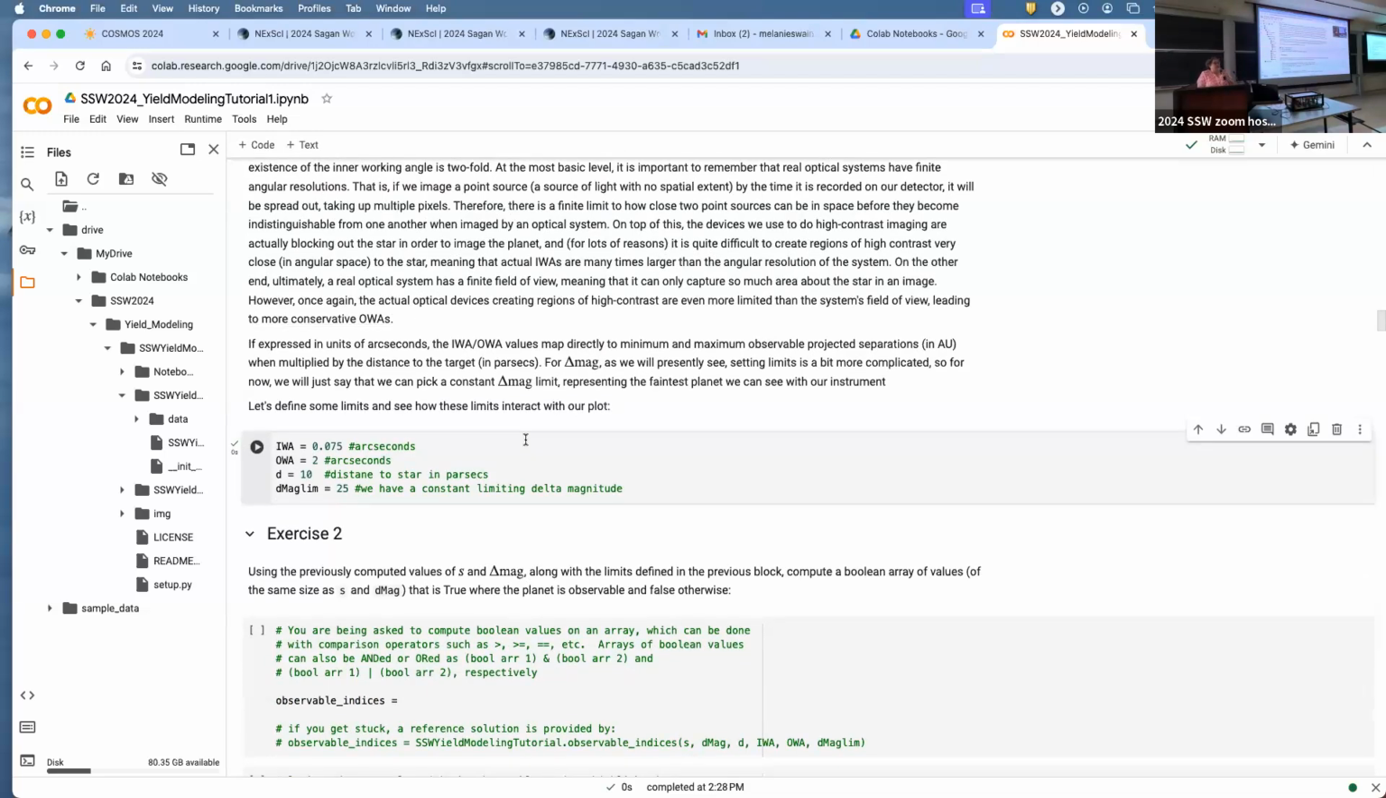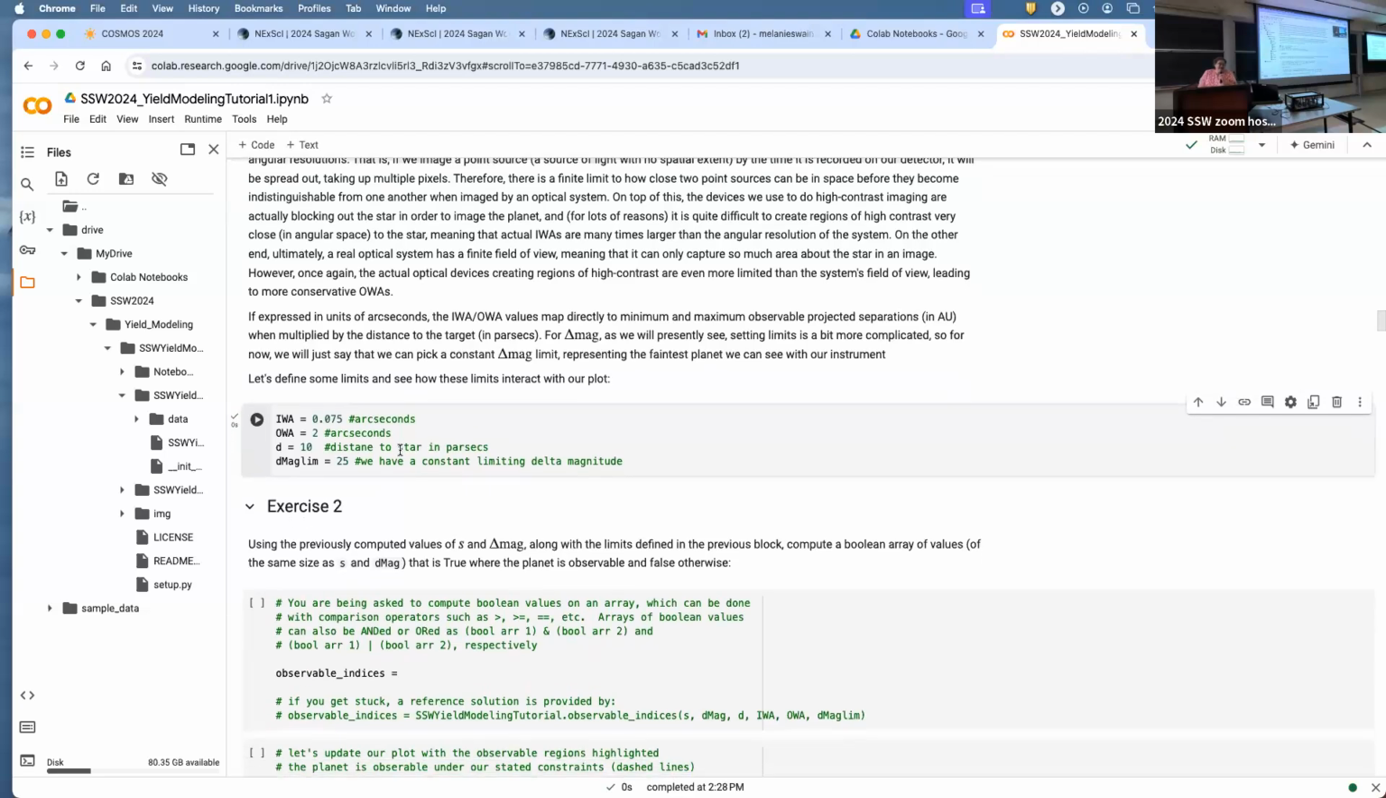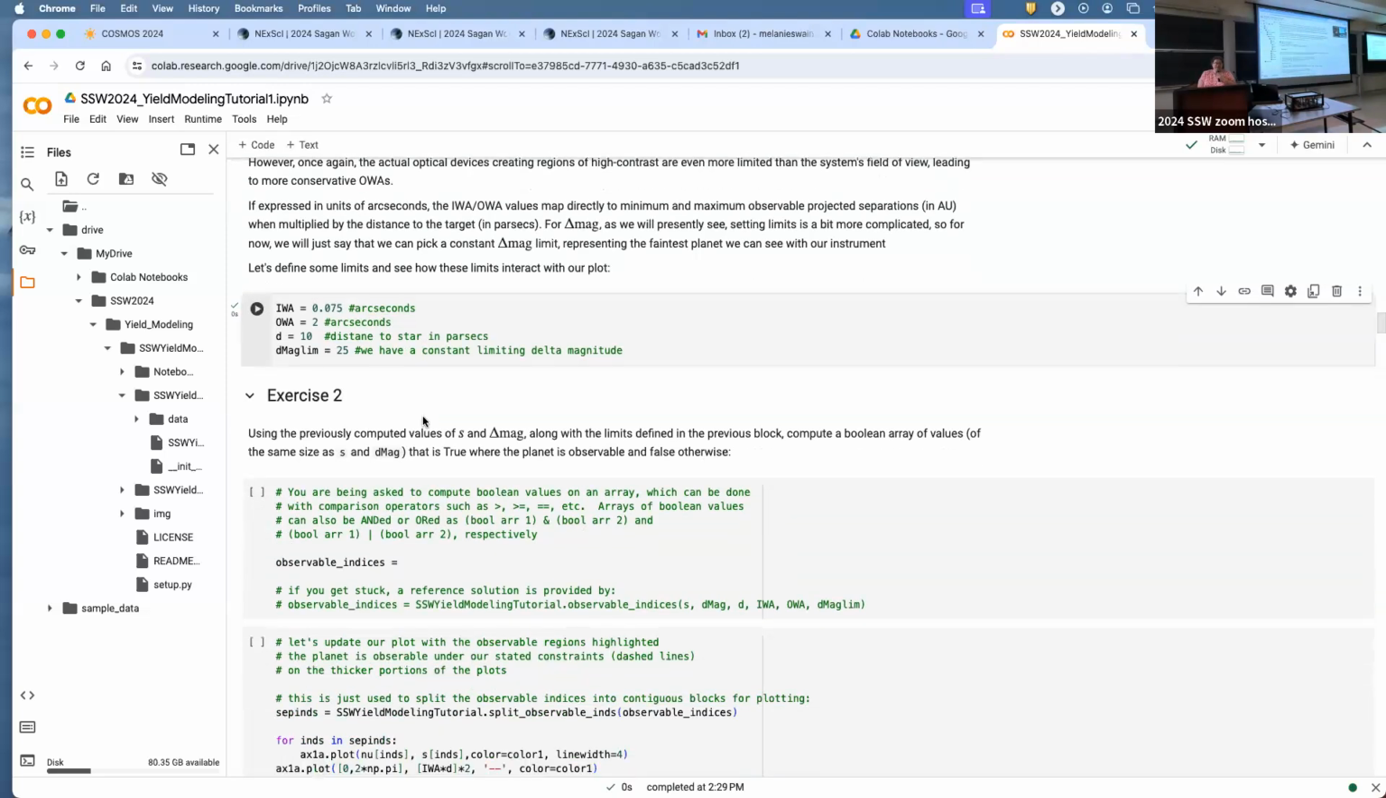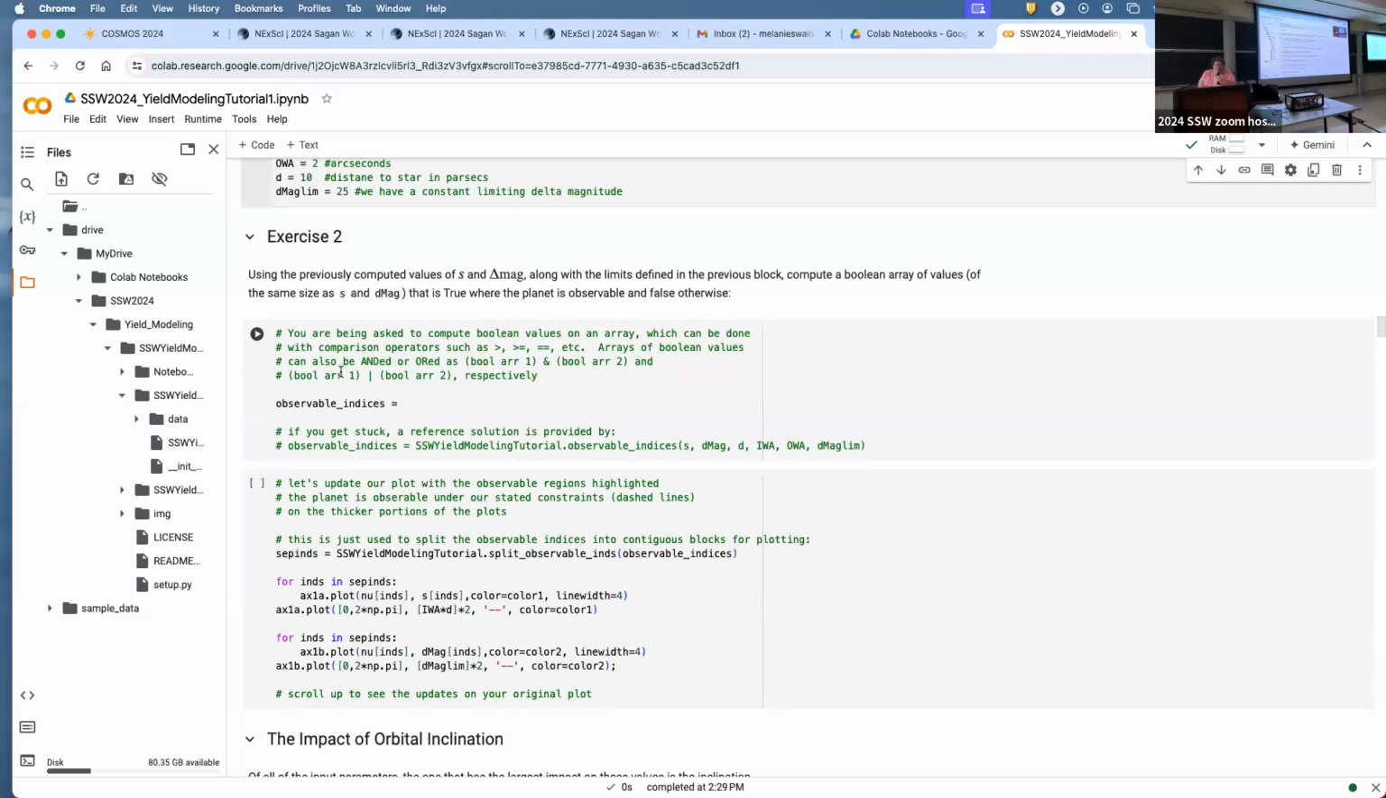We want to see how this might interact with an instrument. So we're going to define what our inner and outer working angle bounds are. And we are going to find a distance and then what our limiting delta magnitude is. So the limit of that contrast that we think that we can see. So we play this cell just to establish those. And then as an exercise, you have an opportunity to write some code here on what are the indices in that vector that I actually have access to given these new constraints.